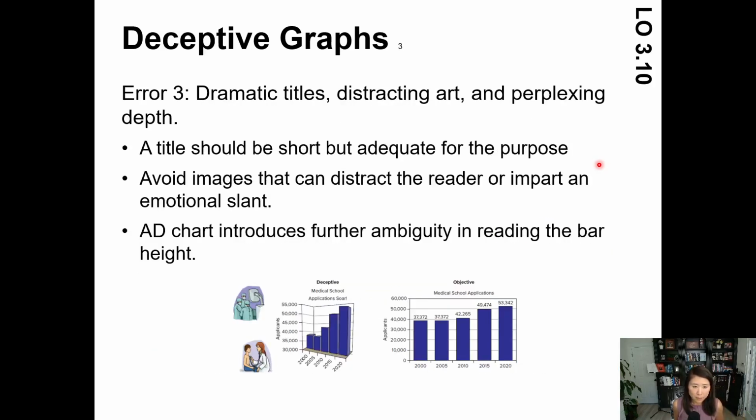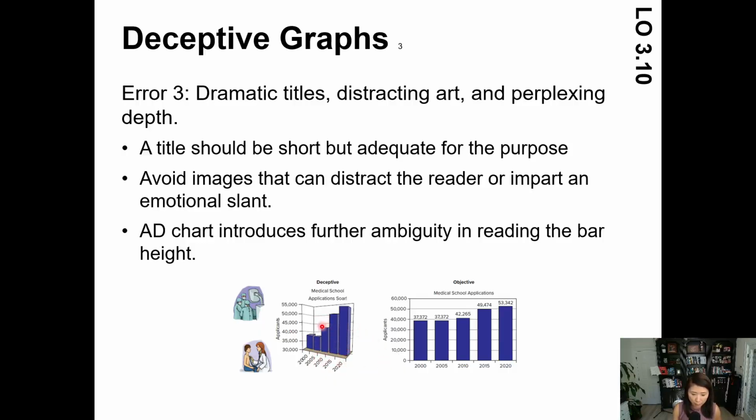Number 3, dramatic titles, distracting art, and perplexing depth. In our learning, we said that for the bar chart, we recommend the 2D chart instead of 3D, because a 3D bar chart is really hard to read and usually doesn't give us additional information. On the contrary, a 3D chart will mislead our interpretation. As you can see, the left hand side and the right hand side show the same data. But for the left hand side, we include some distracting art, and we are also using 3D, which is really hard to read.